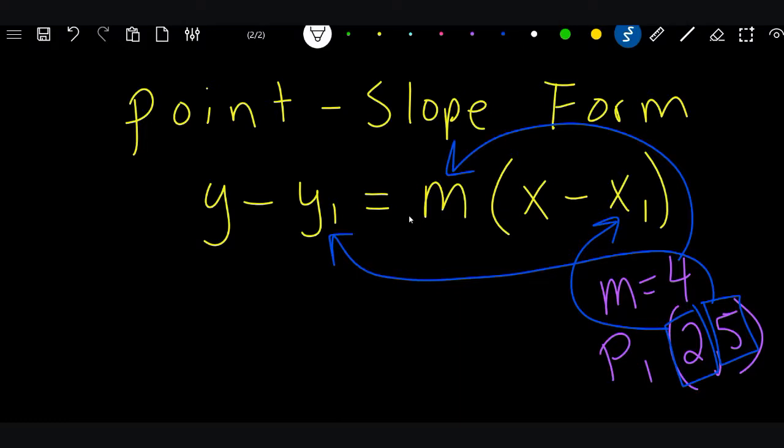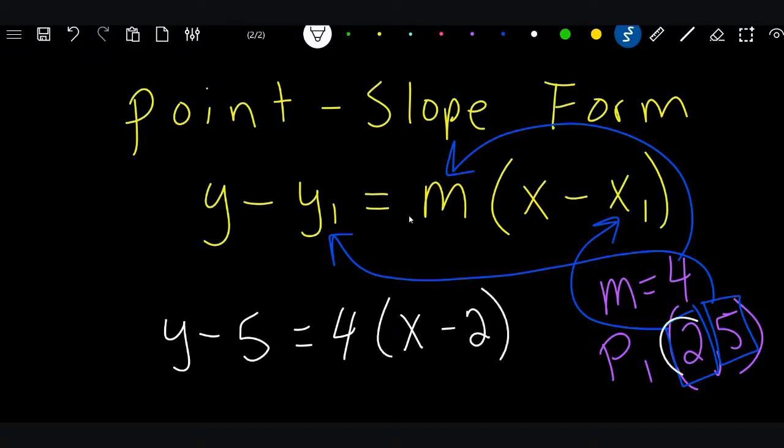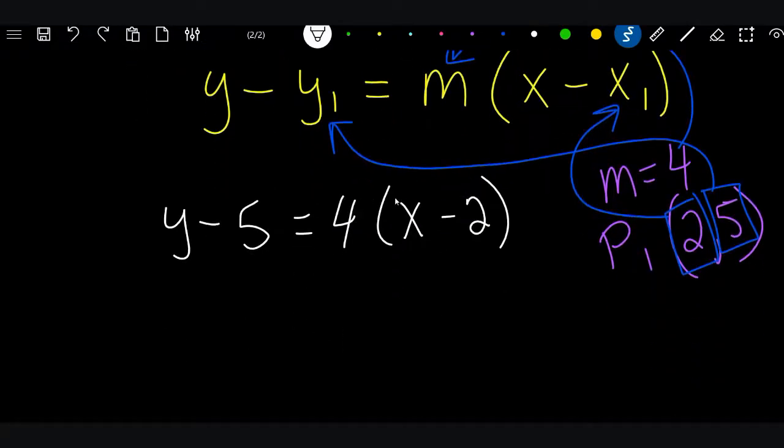Let's go ahead and substitute all that in. y minus, what is the y? It's 5, equals m, which is 4, times x minus 2, because this is the x1. So that's our formula right there. That's our plugged in formula. That's where we put everything into it.